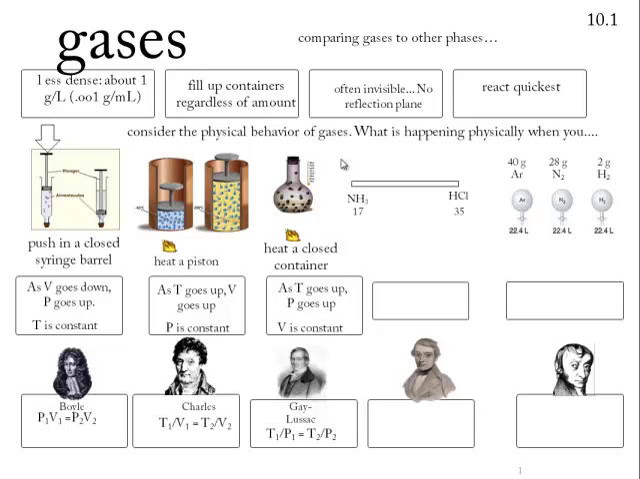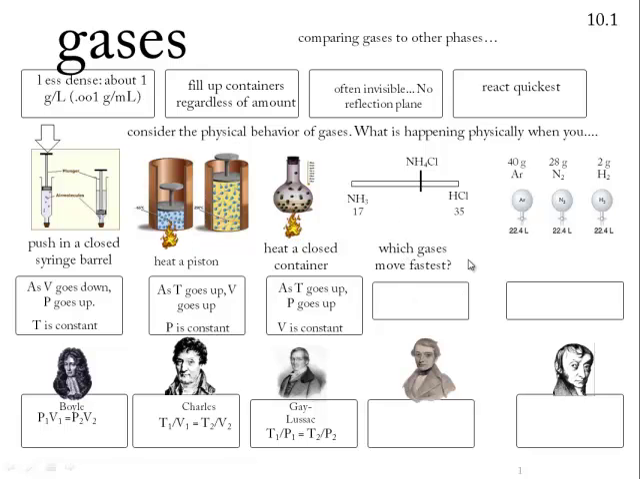I like this one. Take some ammonia gas and let it enter a glass tube going that way. At the same time, take some hydrochloric acid and let that gas enter that way. Will they meet dead in the center? If so, the identity of the gas shouldn't really matter. They all travel at the same speed, but they don't. The little guy went faster because over the same period of time, it went further.